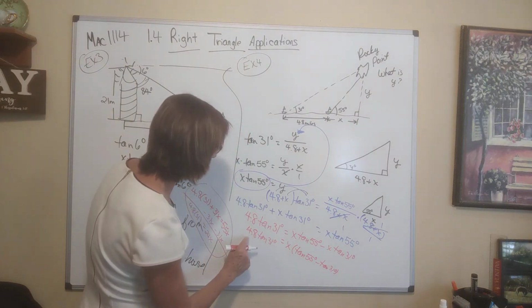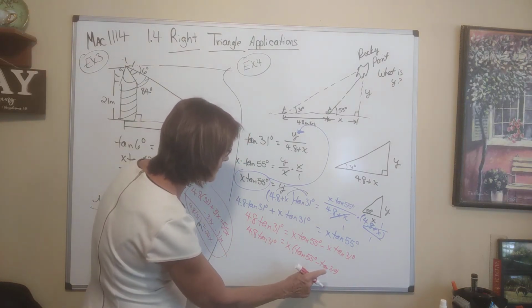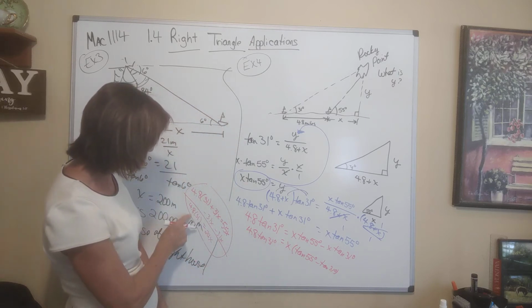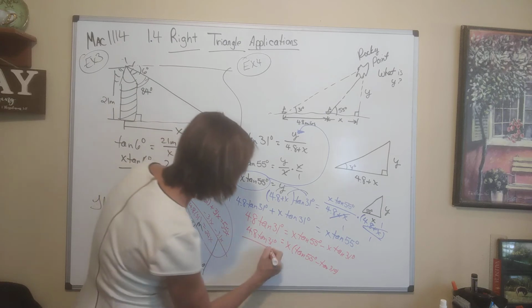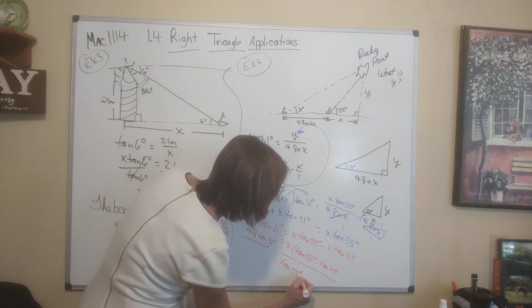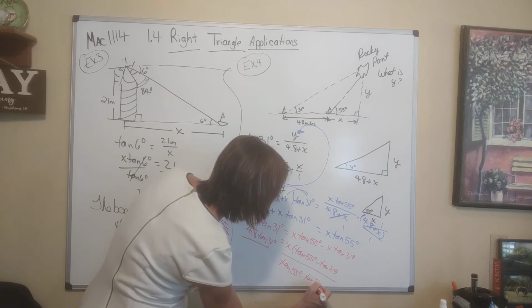This is a number. This is a number. I'm going to divide both sides by the number that's beside my x, just like I would divide both sides by the 24 right here. Divide both sides by the tangent of 55 degrees minus the tangent of 31 degrees.